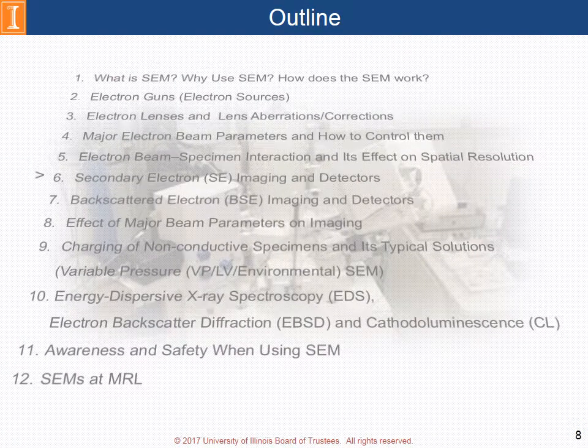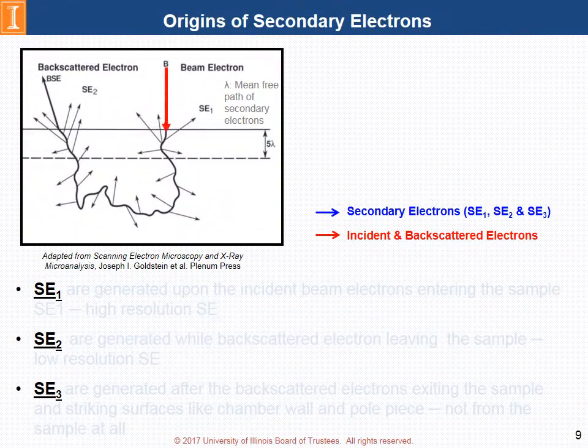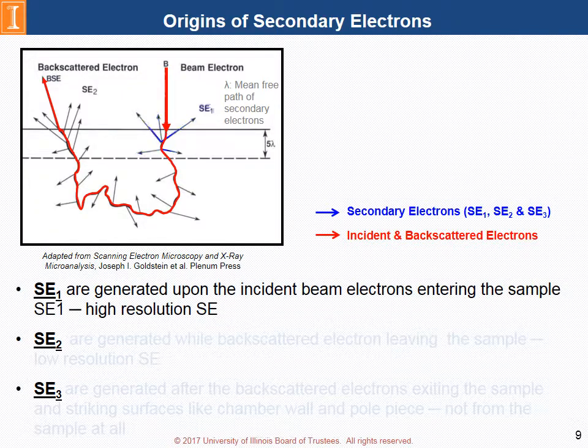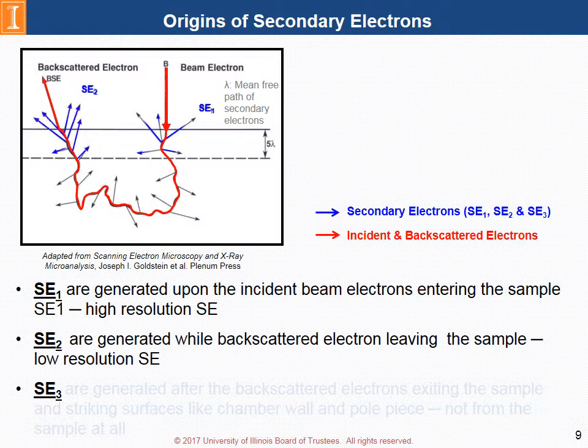Now let's move to the next topic: secondary electron detection and imaging. Secondary electrons are generated by the incident primary beam electrons. There are 3 types of secondary electrons. SE1 is generated right after the incident beam electrons enter the sample surface. SE2 are generated right before backscattered electrons exit the sample surface.